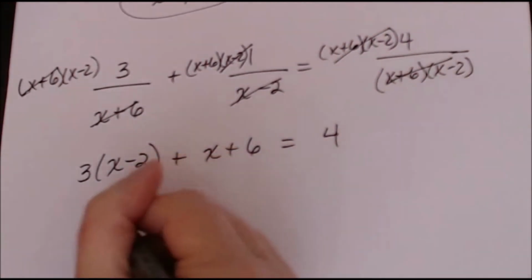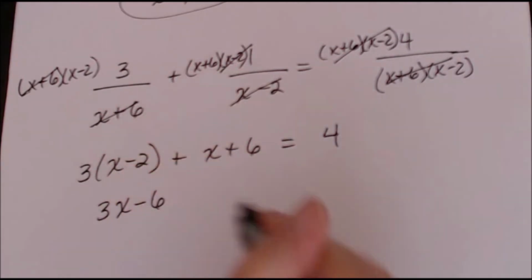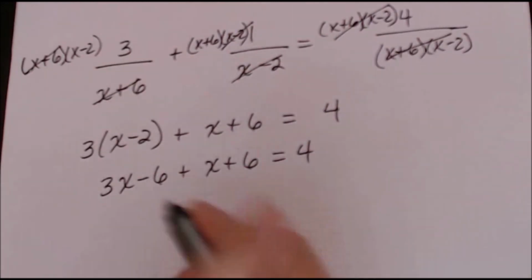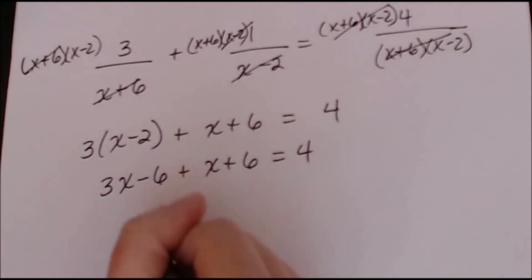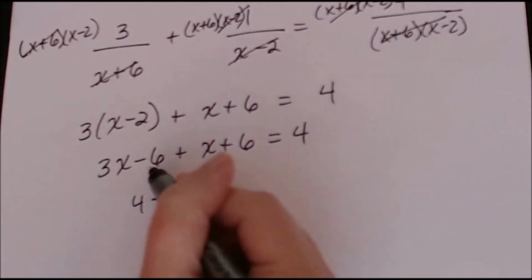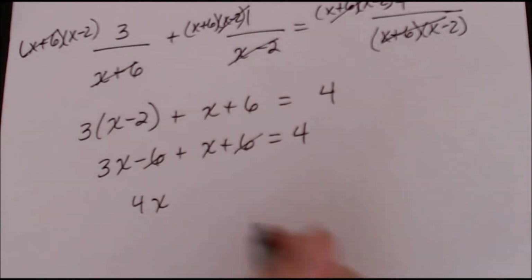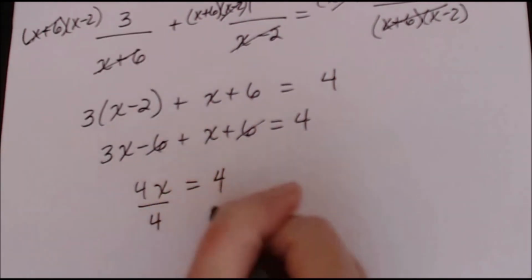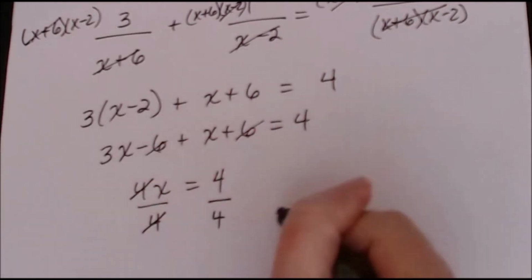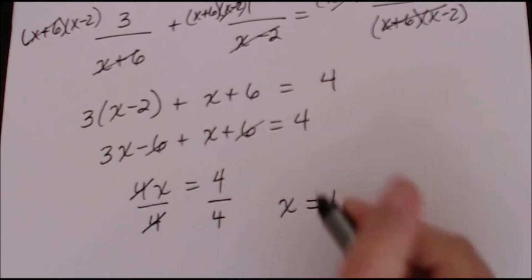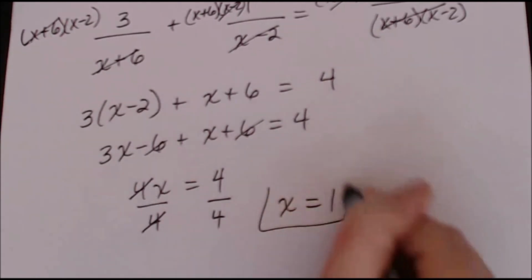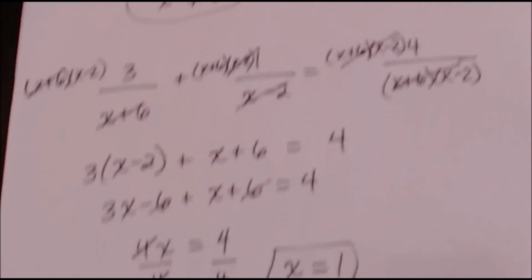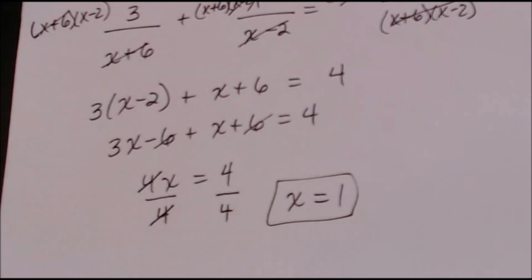So I'm going to distribute the 3, so we have 3x minus 6 plus the x plus 6 equals 4. 3x plus x gives us 4x. Negative 6 and positive 6, those go away, so that works out nicely. Equals 4. Divide by 4, and we get a solution of x equals 1. Notice that that was not one of our restrictions. If you'll recall, the restrictions were negative 6 and 2. We got a solution of 1, so we're good to go. That's our solution.